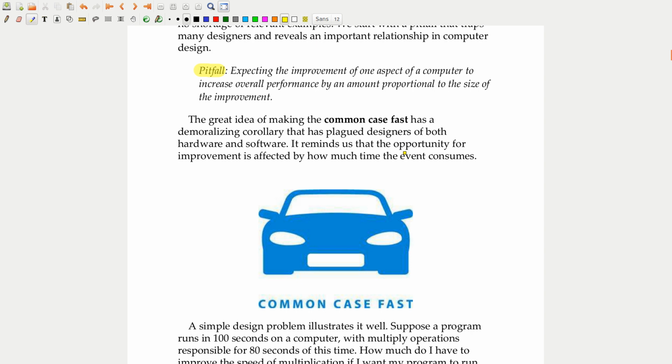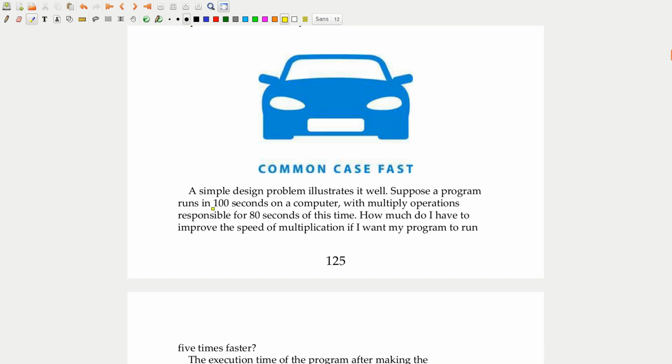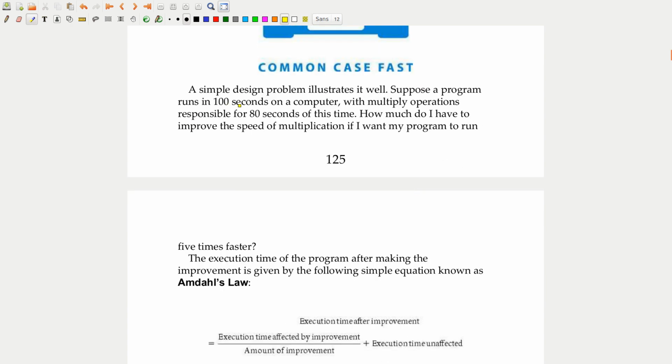So here we go. A simple design problem illustrates it well. Suppose a program runs in 100 seconds with multiply operations responsible for 80 seconds of the time.